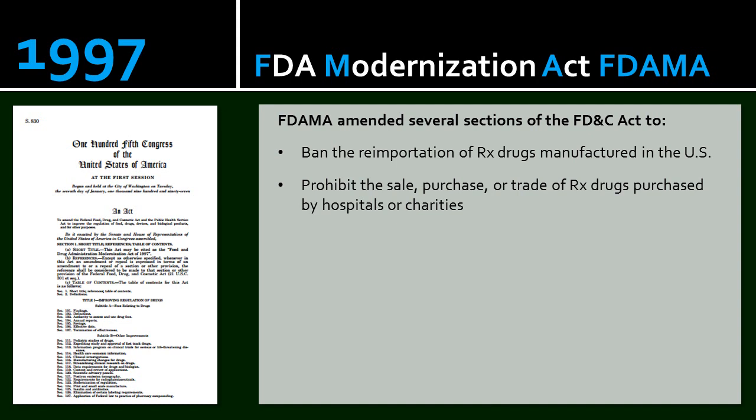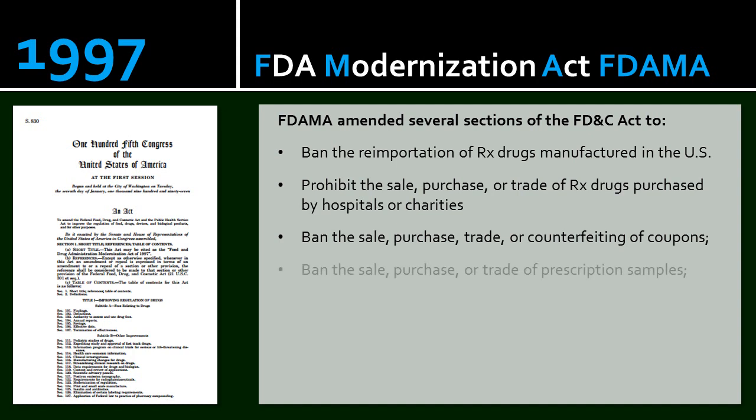2. Prohibit, with certain exceptions, the sale, purchase, or trade, including the offer to sell, purchase, or trade, of prescription human drugs purchased by hospitals or other healthcare entities, and of prescription human drugs donated or sold at reduced cost to charitable institutions. 3. Ban the sale, purchase, trade, or counterfeiting of drug coupons. 4. Ban the sale, purchase, or trade of prescription drug samples.